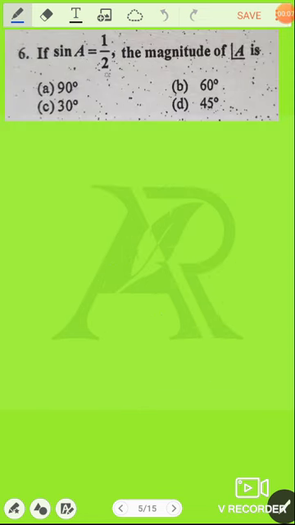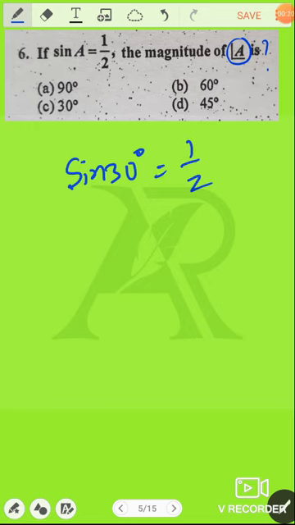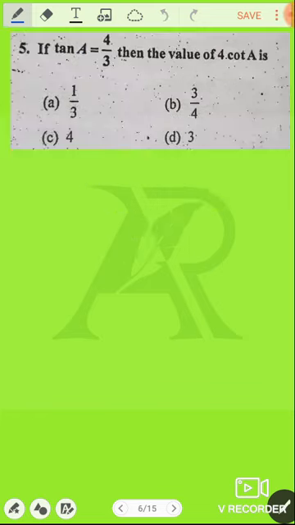If sin A equals 1 by 2, the magnitude of angle A is dash. We need to find angle A. We know from the table that sin 30 degree is 1 by 2. Therefore, by comparing sin A equals 1 by 2 and sin 30 degree equals 1 by 2, we can easily say that angle A should be equal to 30 degree. Therefore, option C is the correct answer. Let us see the next question.